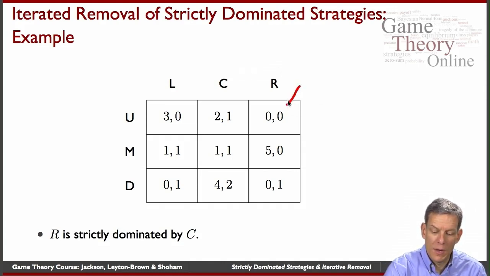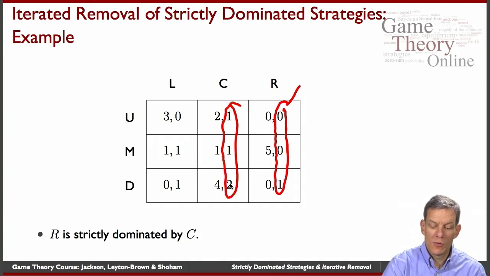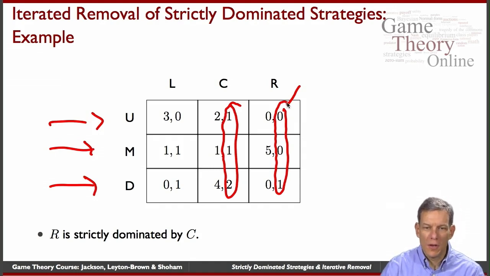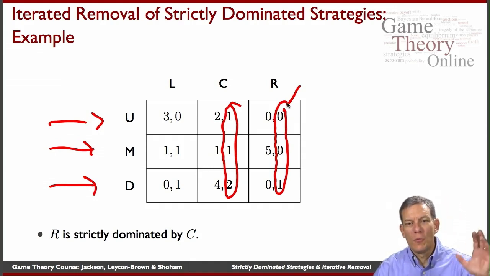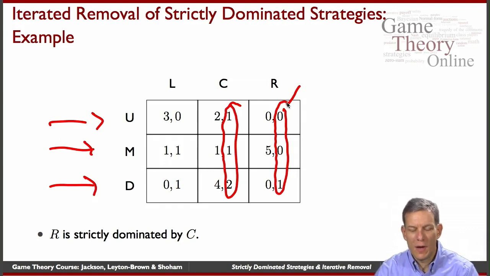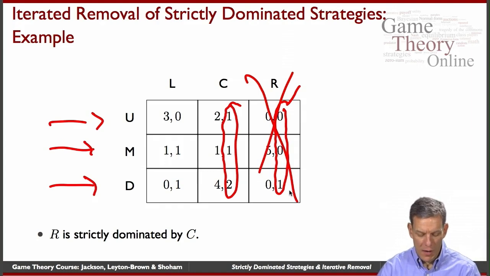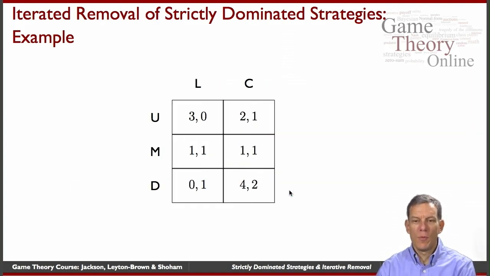So the column player gets a strictly lower payoff in every one of these entries than they get in every one of these entries. So you would be strictly better playing C than R no matter what the other player does. Whether the other player goes up, middle, or down, center always does better than R, or even if the other player mixed. So whatever the other player does, you get a strictly higher payoff from the center than R, so we should just get rid of R altogether, and now we've got a simpler game, right?